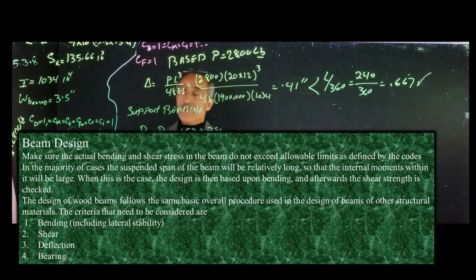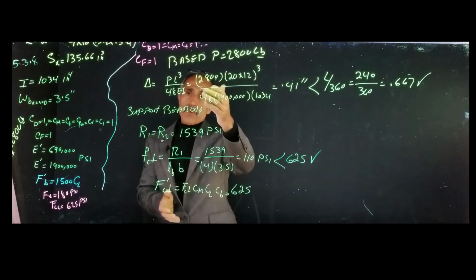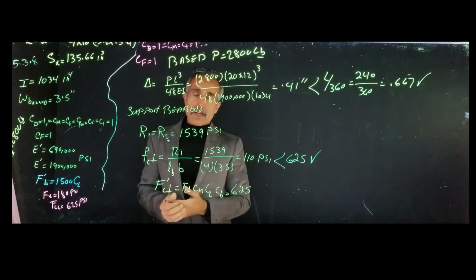Our beam failed the first time around, so we said, okay, we're going to change our problem. Instead of 4,000 pounds, we're going to use 2,800 pounds. Then if we use 2,800 pounds, we were already at the bending, so the bending was okay. And then we did the shear and the other three and they came out okay.